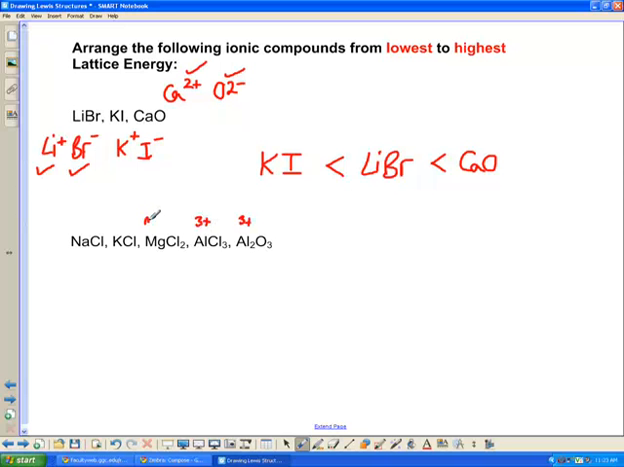Magnesium is 2+. Potassium is 1+, and sodium is 1+ as well. Notice the anions in each case are exactly the same, apart from oxygen. We can do all these chlorines here. Because the chlorines are all the same, it's going to be the metals that we use to determine what is happening.